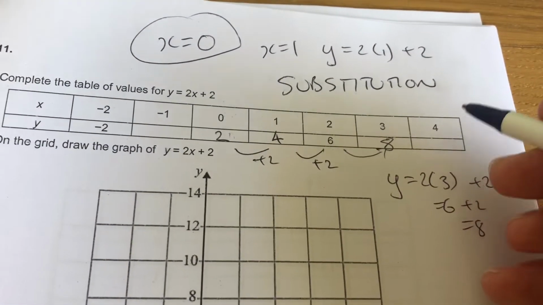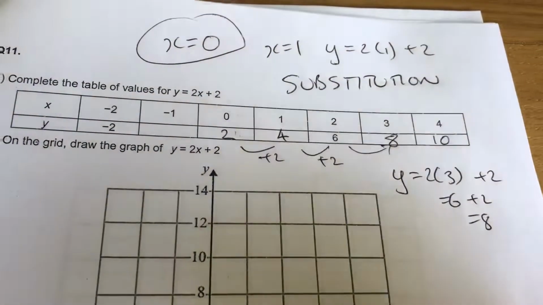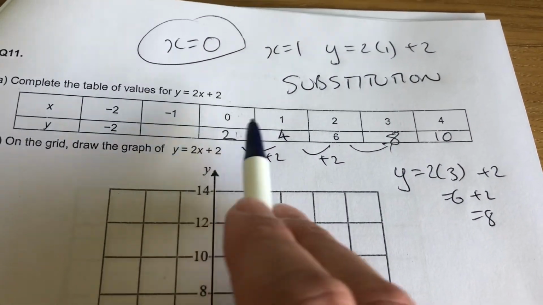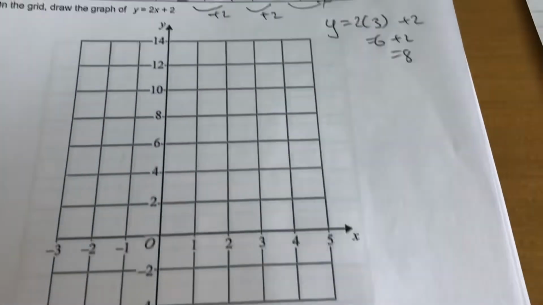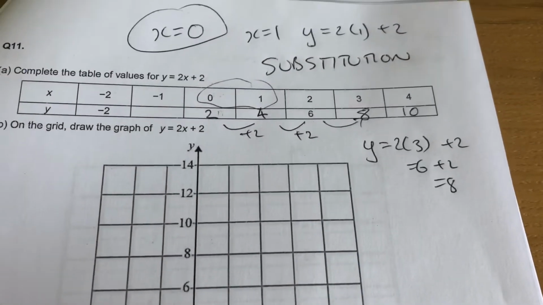This one here, that should be 10. Now I'll go to the negatives. I'd always start with 0 and 1 because those will be the easiest ones. Okay, it might only be a 2-mark question. I might be using more than 2 minutes here.